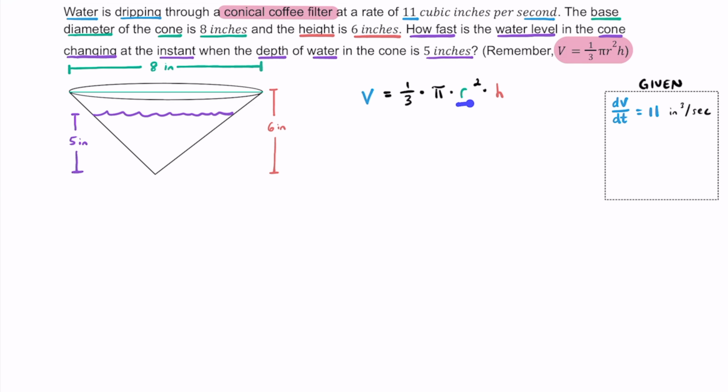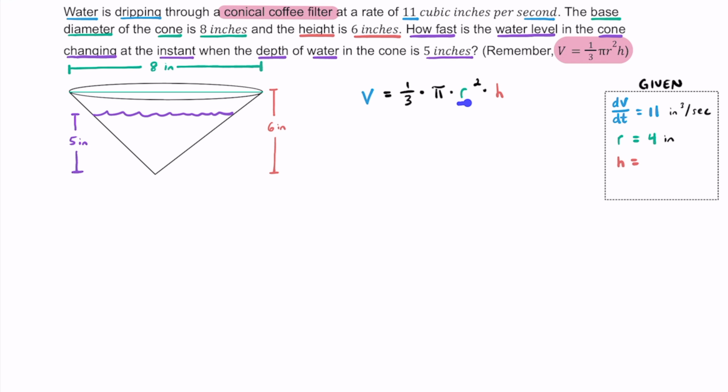Moving on to the radius, we have this lowercase r. If we don't know that, we can take a look over here. The diameter is 8 all the way across, so the radius must be half, so we're going to say that's 4 inches. Now, as for the height, this one's going to be a little more tricky to deal with just because the height is going to be changing as the water is going down in this filter.